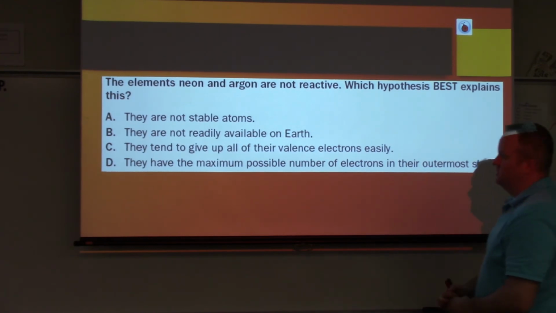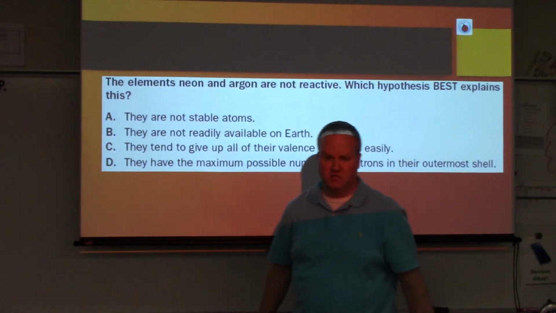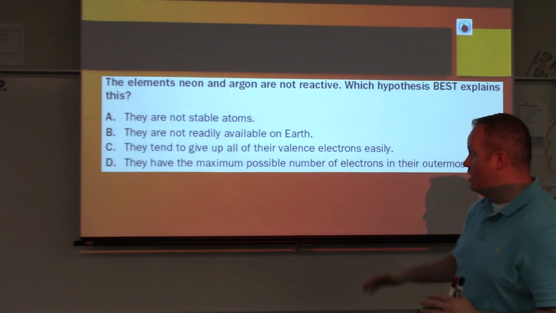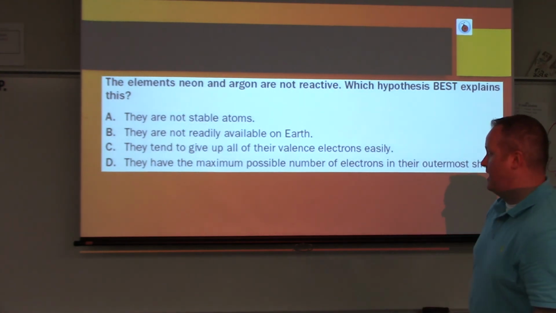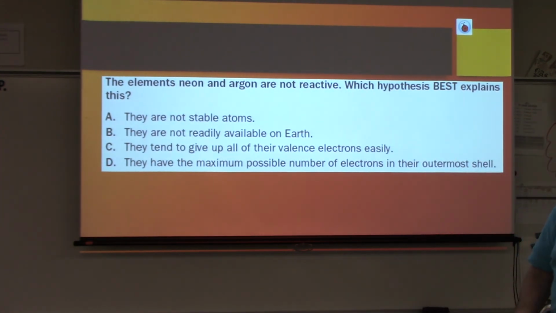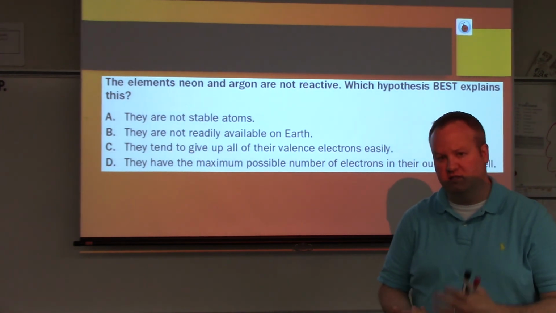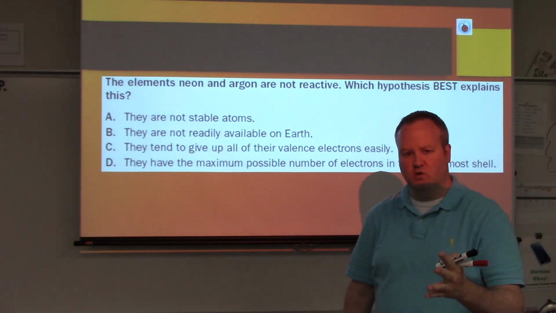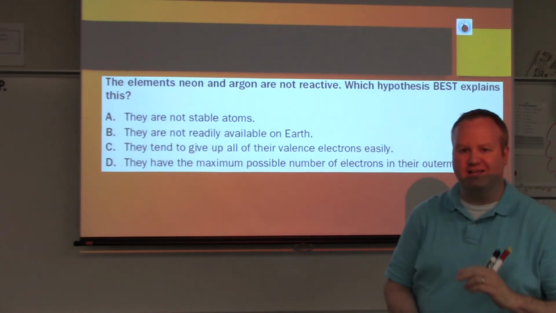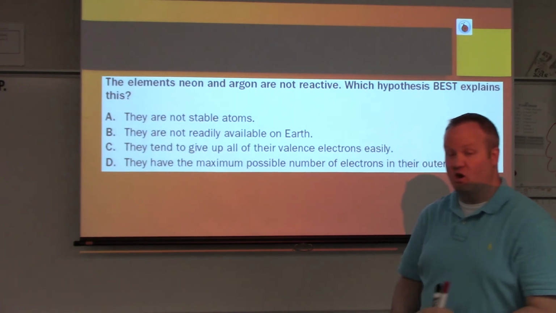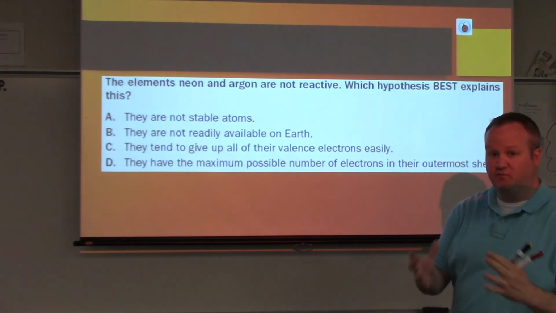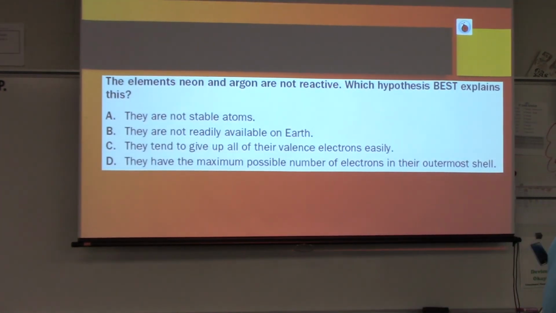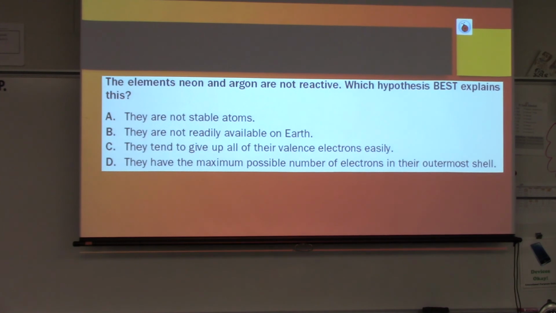So essentially neon and argon are part of a group of elements known as the noble gases. They're in group 18. All the elements in group 18 are non-reactive. Why are they non-reactive? That is because they all have a full valence level of electrons. That means they all have 8, except for helium, which only has 2. Helium only has 2 because it only has 1 electron energy level. It can only hold 2 in that first level, so it is full. So the answer here is D. They have the maximum possible number of electrons in their outermost shell.